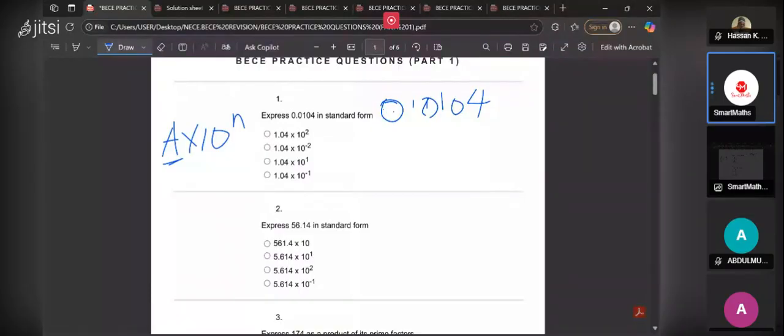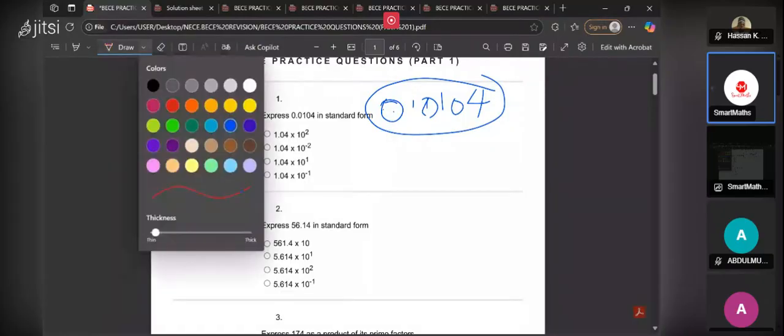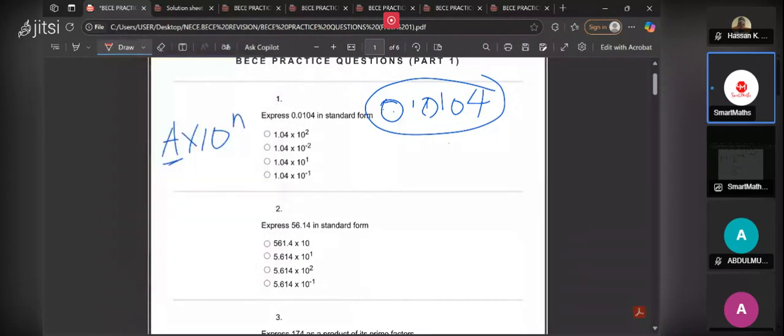Now, how do we convert this 0.0104 to a number that will be single digit? It is to move the decimal point to 1 digit before the decimal point. We are going to move 1, 2. It will then be 1.04. Then times 10. That is the 10 aspect here.